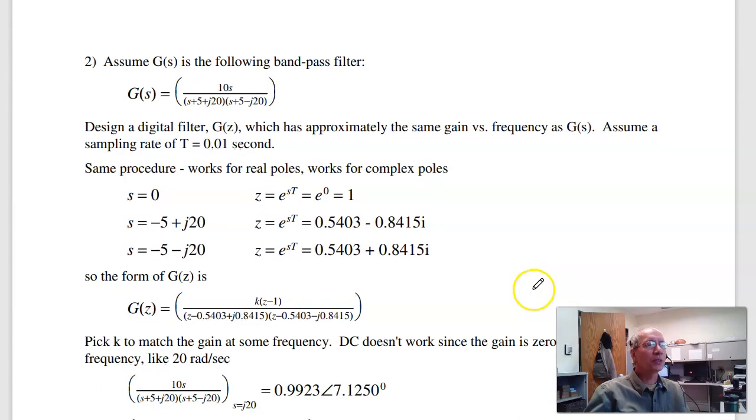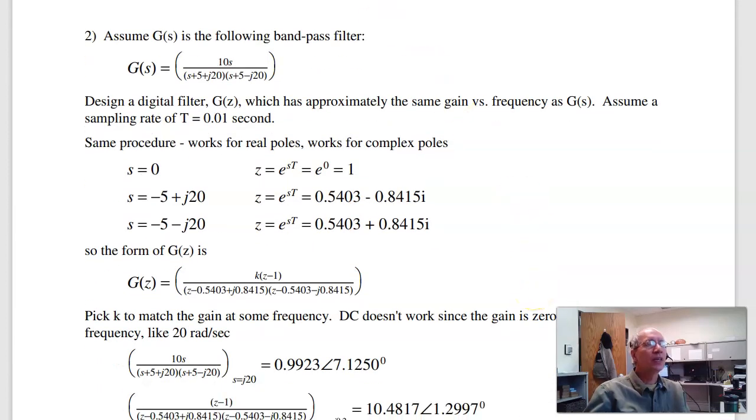That's for real poles. Also works for complex poles. If I have this filter in the S-plane, kind of what that one looks like, it's a bandpass filter. Gain versus frequency kind of looks like this. I can convert to the Z-plane using the same procedure. I've got a 0 at s equals 0. In the Z-plane, I've got a 0 at +1.